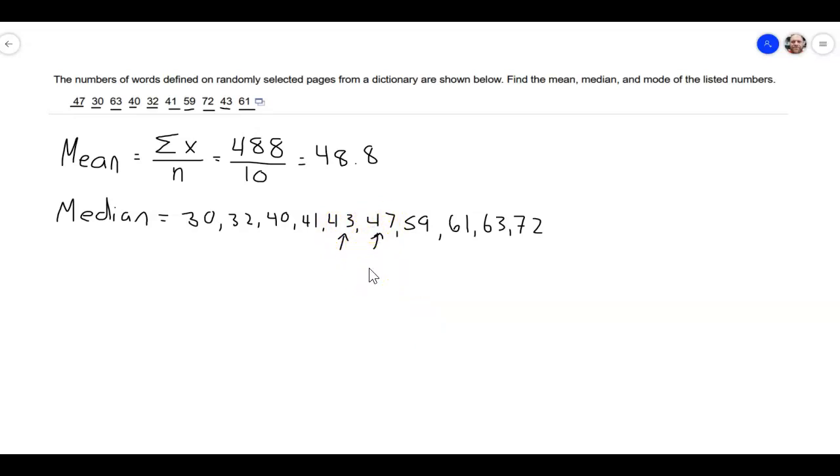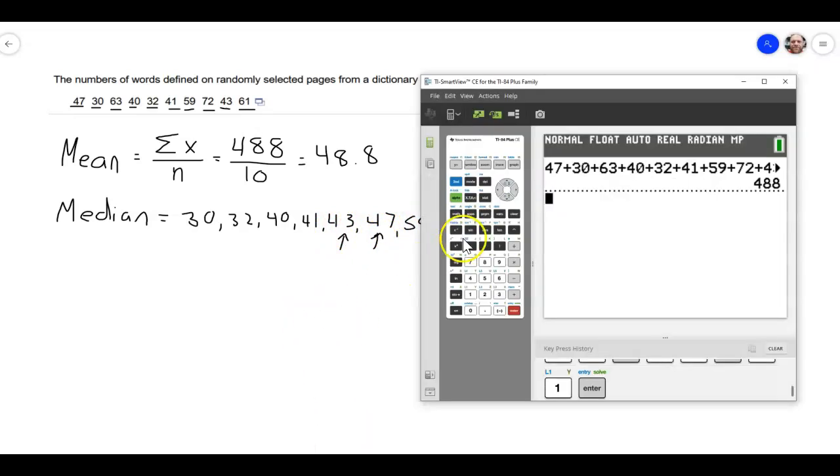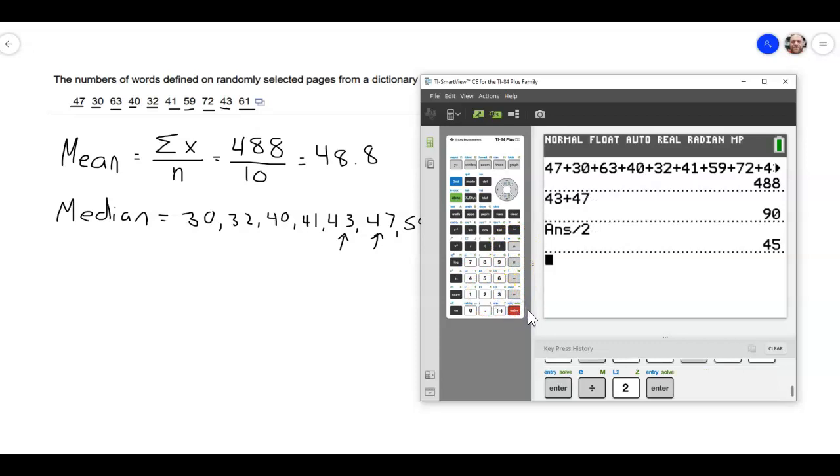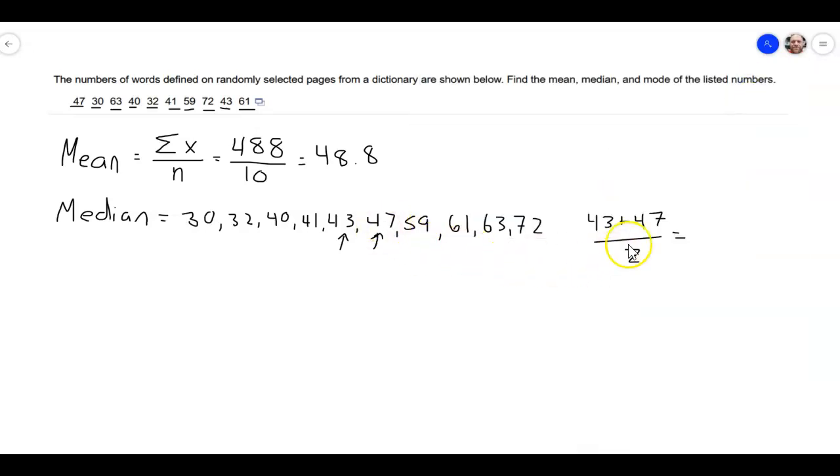So to find the midpoint of two values, we use the midpoint formula. That's you add them together and divide by 2. So we would just take 43 plus 47 and divide by 2, and that's going to give us the middle of the two middle values there. And that's going to be 43 plus 47, and then we're going to divide that by 2, and we get 45. And sure enough, 45 is right in the middle. So that will be our median.